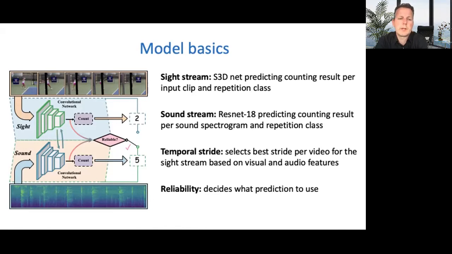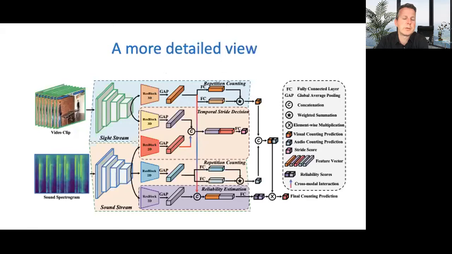And then we also have a reliability module, which essentially decides what prediction to use. So sometimes it is wise to rely on the sight stream only. In other occasions, it is better to rely on the sound because it provides a better signal. These are the basics of the algorithm. A more detailed view of the model is slightly more involved. I'm not going to go over all the details and network settings that we use, but you can find them all in the paper, and the code is also available.